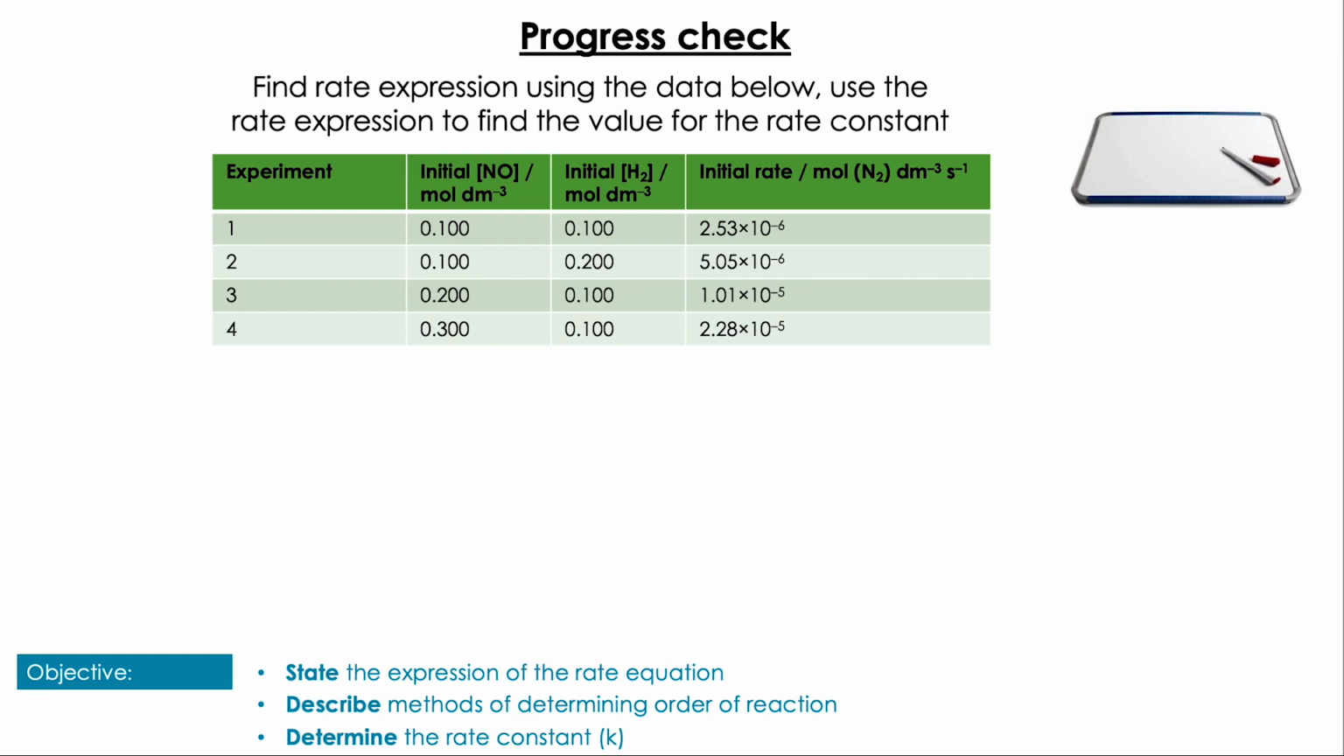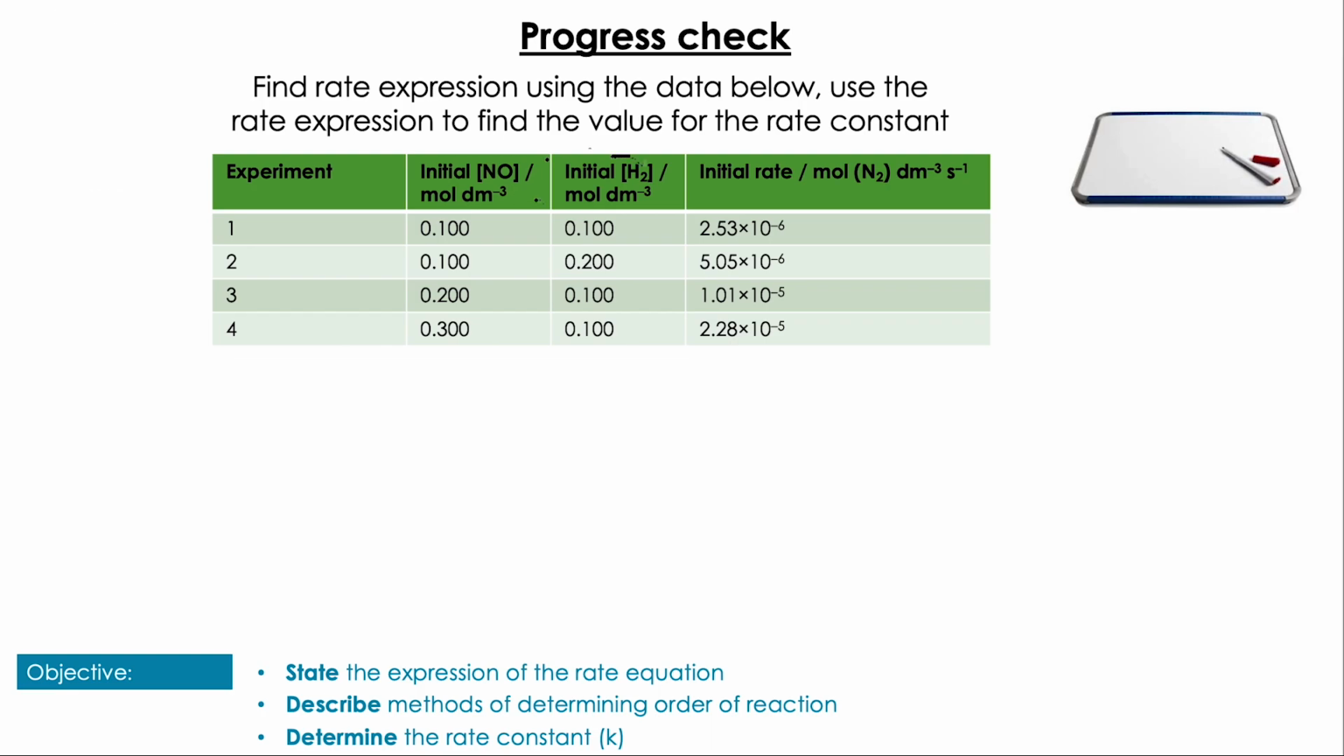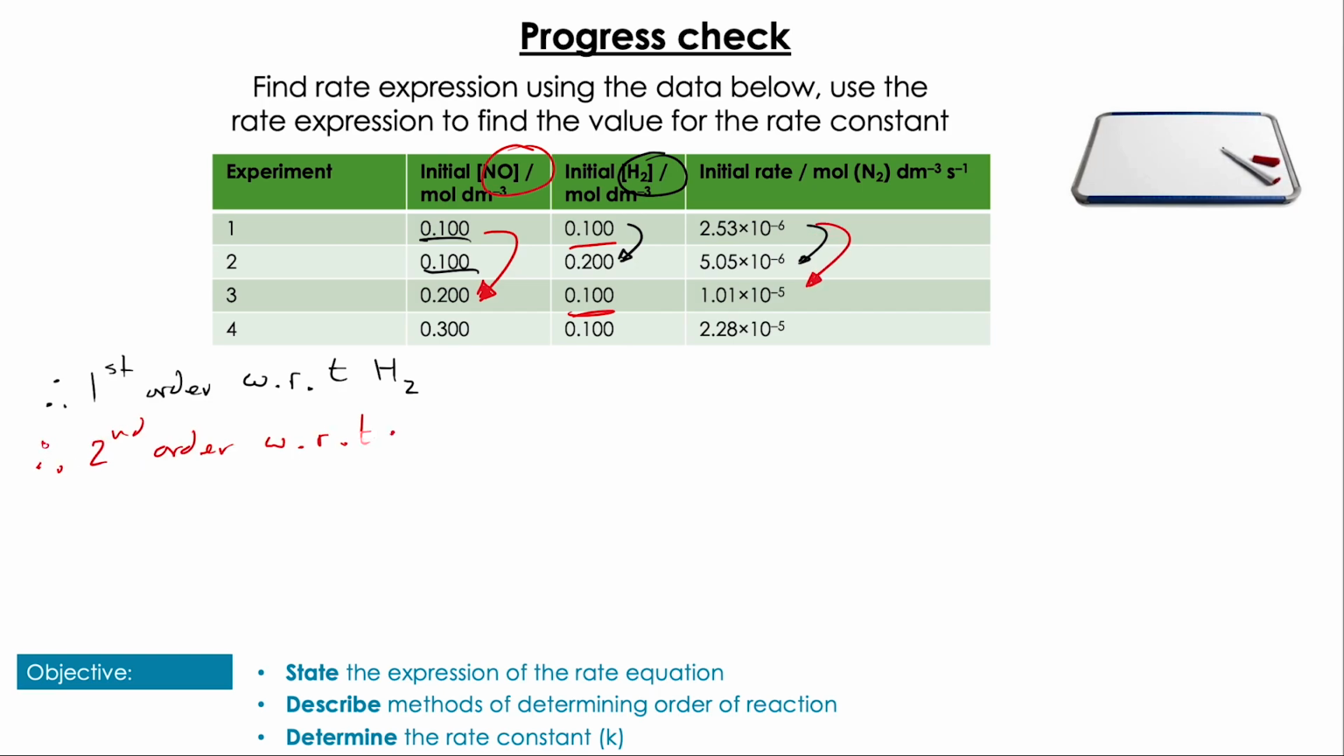Last question then, find the rate expression using this data and use that expression to find the value of the rate constant. Pause the video and take your time with this one. Pop 'em up. Just as before, we're going to find the order with respect to hydrogen first. It's 1st order. Then we're going to find the order with respect to NO. In this case, it is 2nd order with respect to NO.